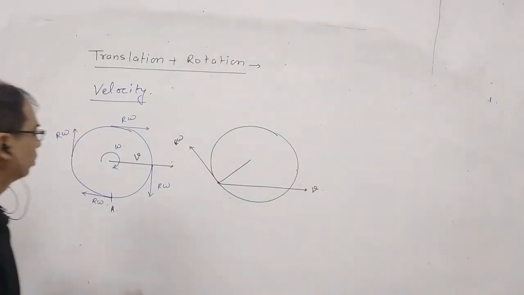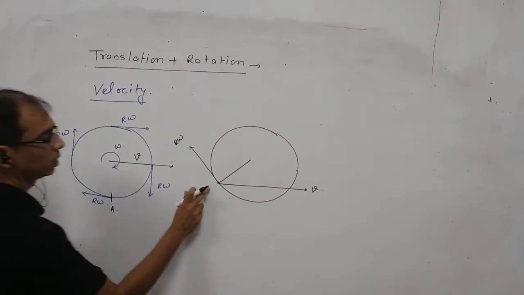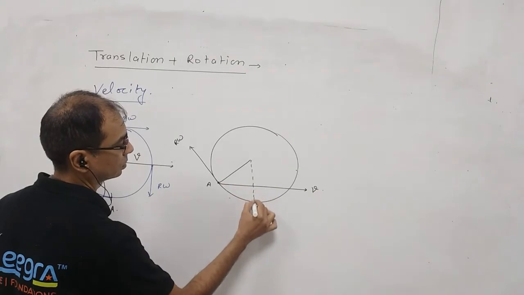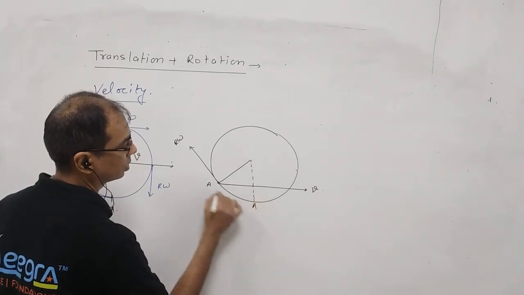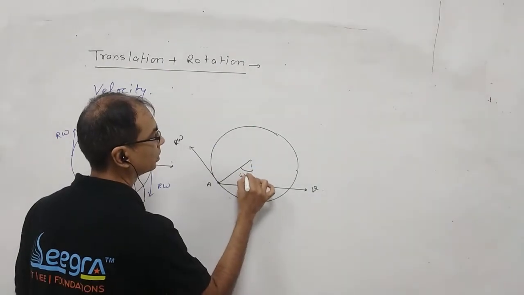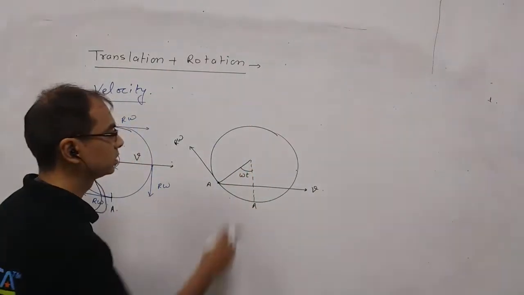So see, first A is here. Now A's position is this. How much has it turned? This was the first position, now this is the position. How much has it turned? It has turned by omega t. Theta equals omega t, right?